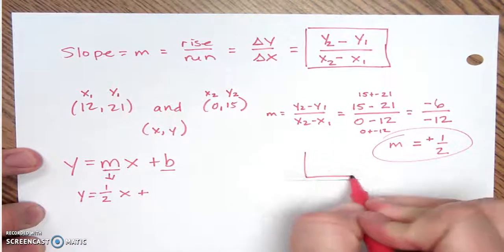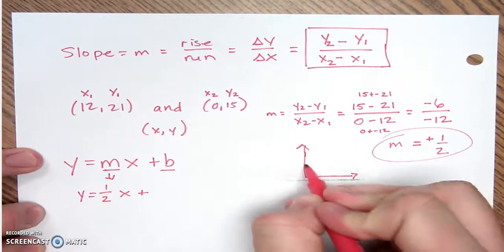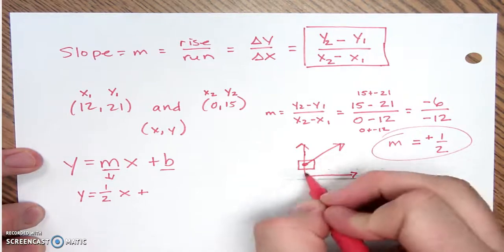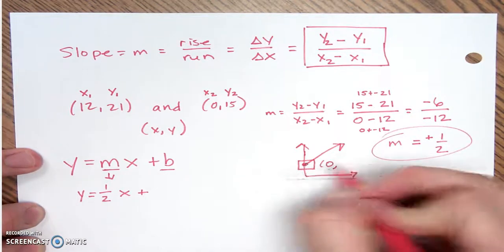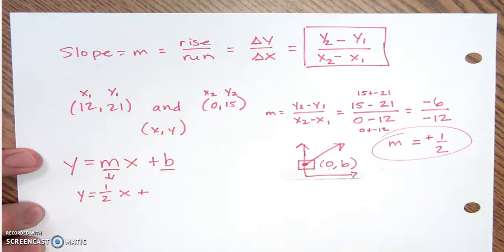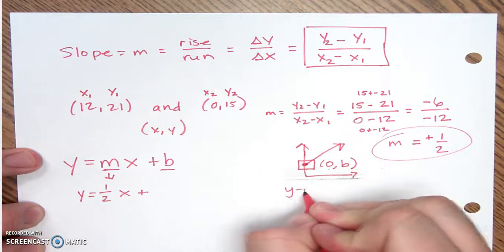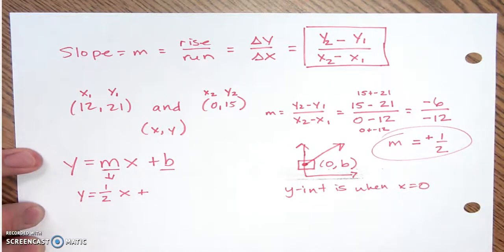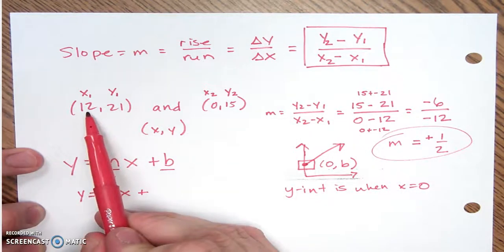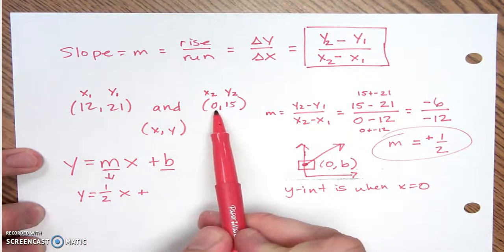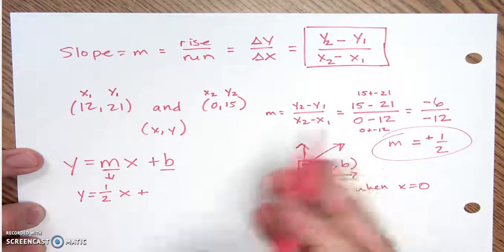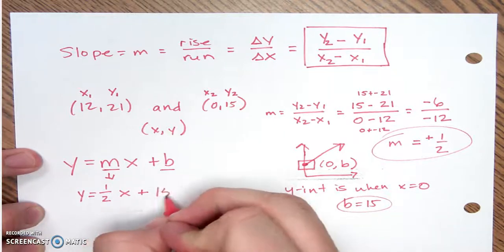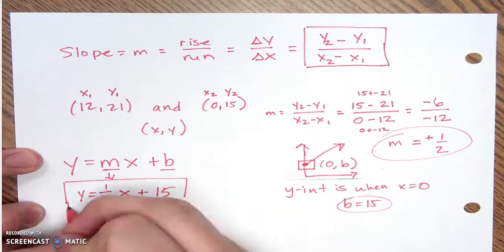We should remember that if we look at a graph, the y-intercept is where the graph crosses the y-axis. So in this case, if I wanted to write a point for it, I know that x would be 0 and the point would be the b, or the y-intercept. So the y-intercept is when x equals 0. I'm going to look at my points. Do I have one? Well, here x equals 12, so that can't be it. Oh, here x equals 0. When x equals 0, y equals 15. So my y-intercept is 15. I'm going to plug that into my equation. I get y equals 1/2 x plus 15.